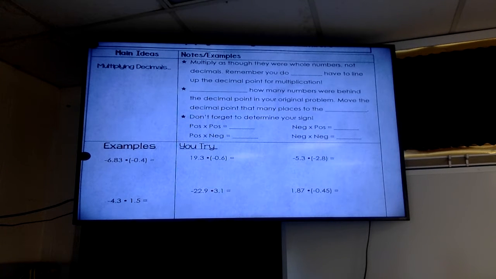All right, these are your notes for multiplying and dividing decimal numbers. So let's start with multiplying numbers. Remember, to multiply decimals, and this is no different than what you've learned before, it's just a reminder, we multiply as though they were whole numbers, not decimals. That's how I do it. I take the decimal out.